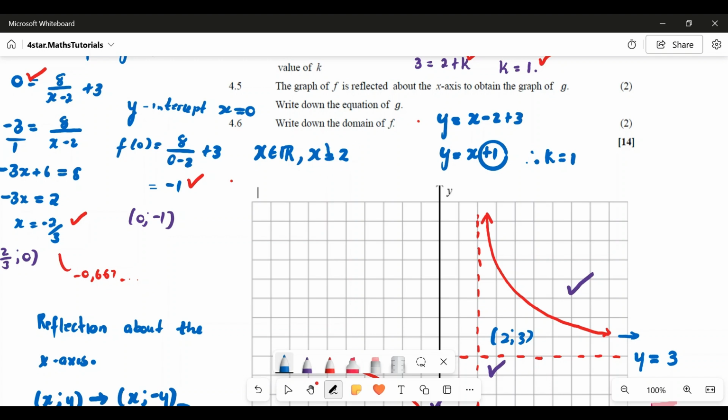So we need to cancel the equal sign, meaning this function is defined for all values of x, but the function is not defined when x is equals to 2. So x must not be equals to 2.